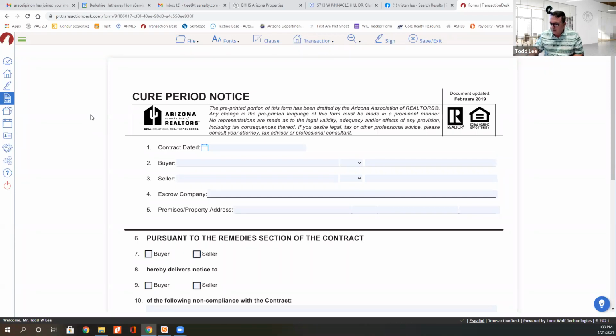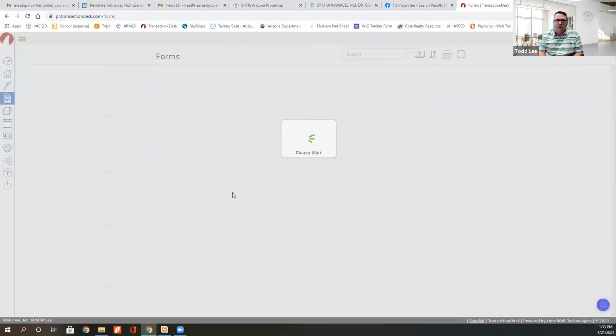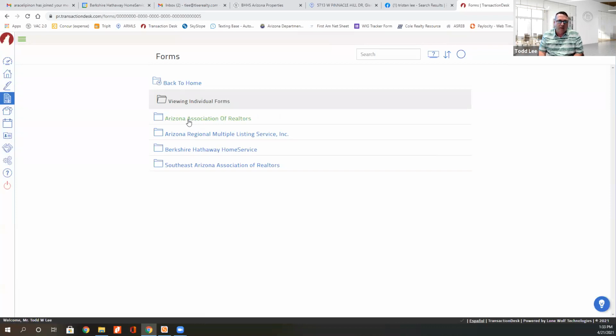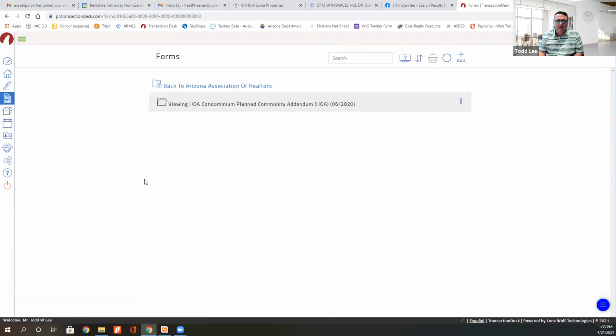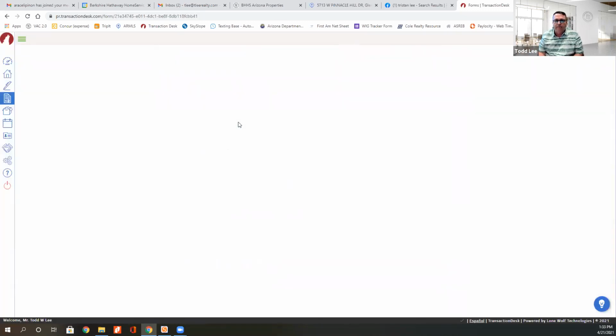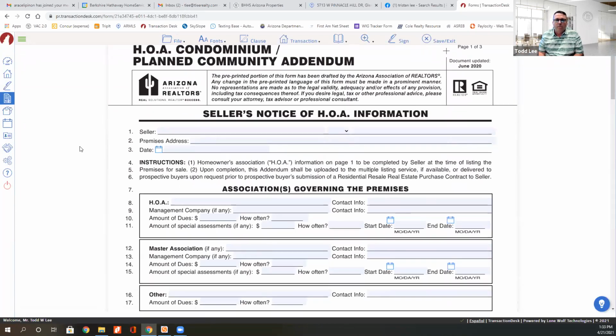All right. Now we're going to go into the HOA addendum, and we're not going to cover it in complete totality today. We're just going to run through a few things on it. The HOA addendum was just updated last June. So, the HOA planned community addendum.